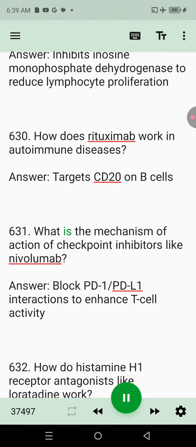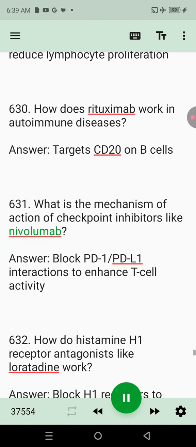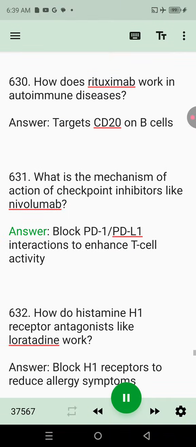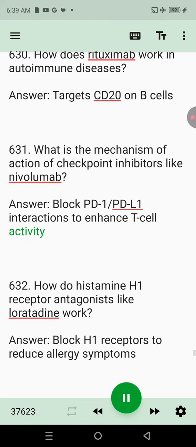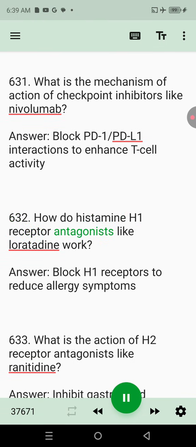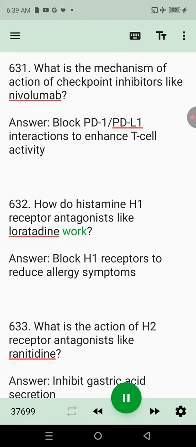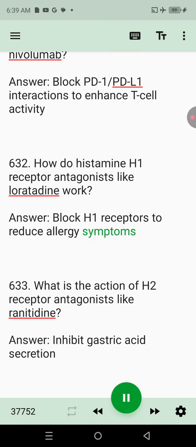631. What is the mechanism of action of checkpoint inhibitors like nivolumab? Answer. Block PD-1/PD-L1 interactions to enhance T cell activity. 632. How do histamine H1 receptor antagonists like loratadine work? Answer. Block H1 receptors to reduce allergy symptoms.